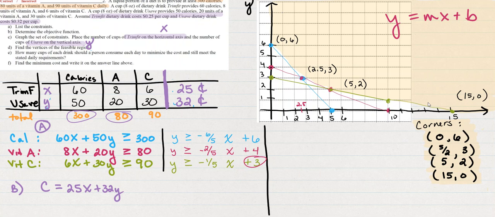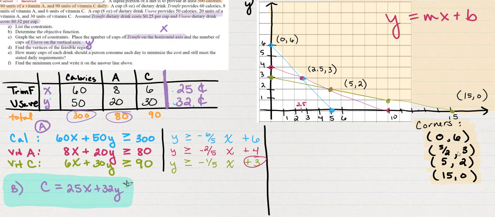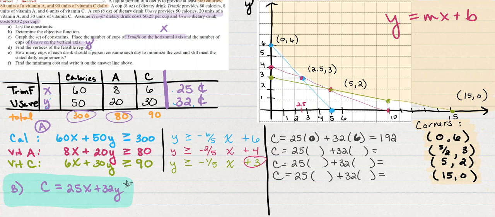So rather than test an infinite number of ordered pairs, we know that this cost will be minimized at one of these 4 points. So all I have to do now is find each of those costs. So I'll substitute a 0 in for x and 6 in for y. You know, this wouldn't be a bad place to pause the video and do this algebra yourself just to see if we're getting the same results. But I'm going to substitute 5/2 in for x, 3 in for y, 5 for x, 2 for y, 15 for x, 0 for y, and get each cost.